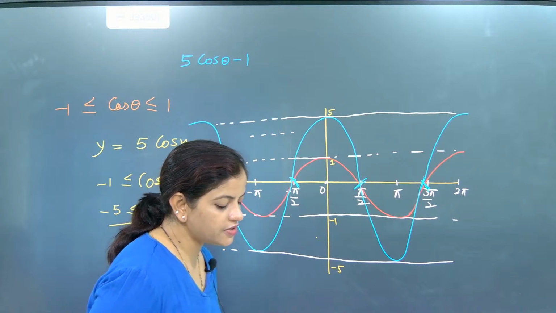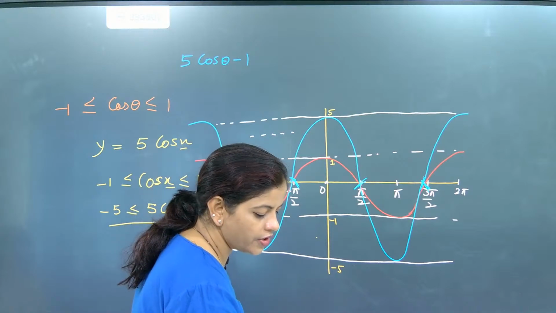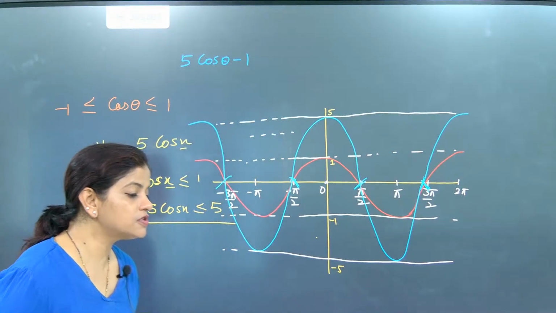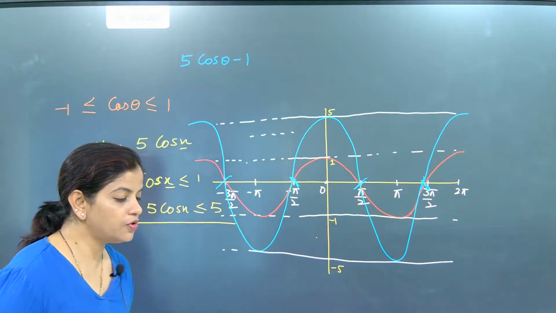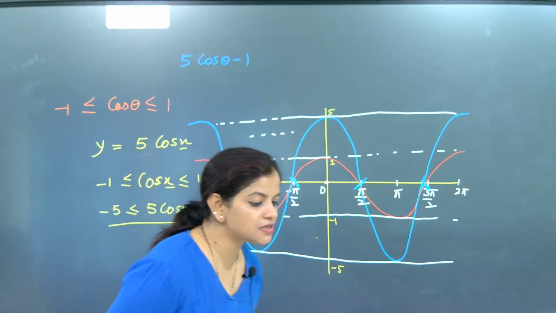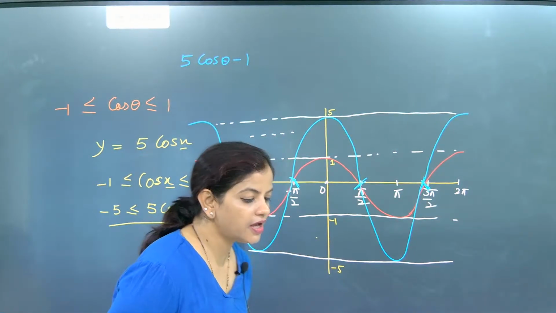5 cos theta minus 1. Then what do you think we can do here? 5 cos theta minus 1. Anyone, any idea? 5 cos theta minus 1, beta. Can you do it? 5 cos theta minus 1 minus 6. Hi beta, good morning.